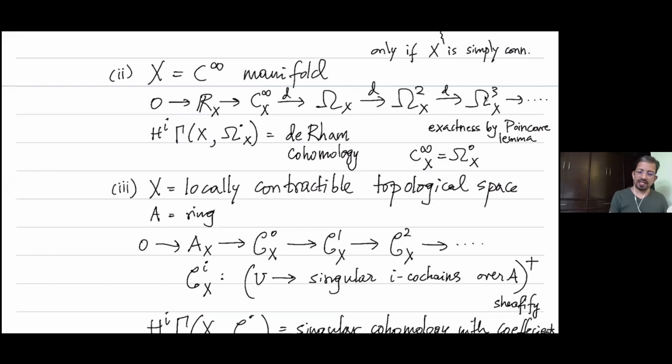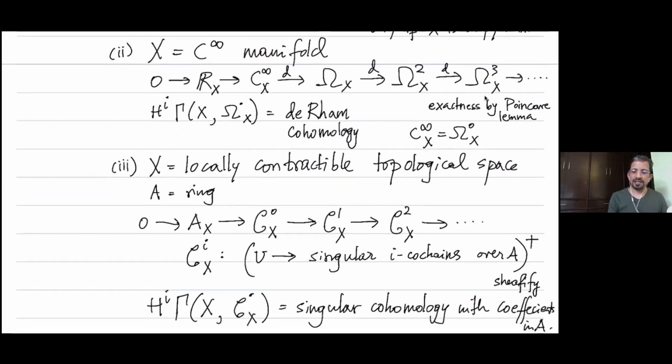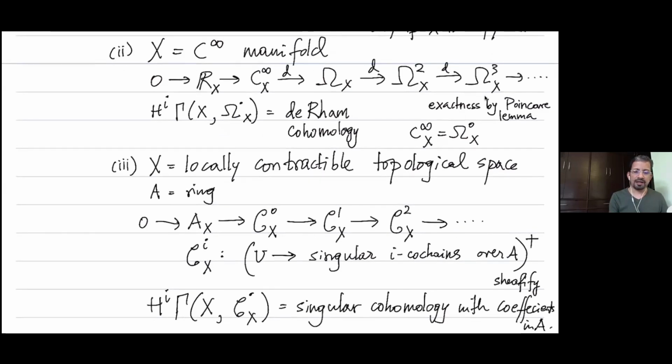Then the standard Poincaré lemma will tell you that this is actually an exact sequence. Therefore, if you drop the R term here and throw in a 0 here, then this is in fact omega 0, and that is the complex omega dot. And if you apply the global sections of that, you get the global de Rham complex of X, and the homology of that is de Rham cohomology.